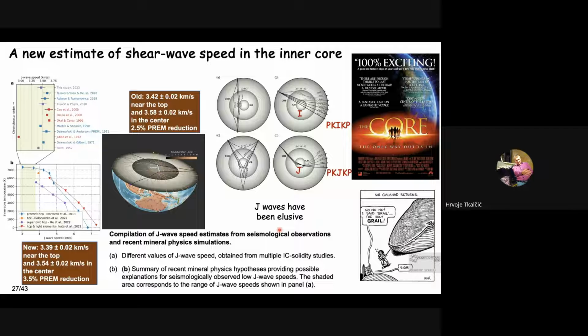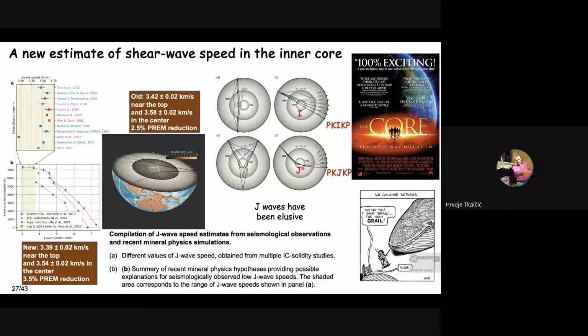This is about the inner core and about the solidity of the inner core. So some of you know that when Inge Lehmann discovered the inner core back in 1936, in 1940, Francis Birch, an American mineral physicist, proposed that what Inge Lehmann had observed in 1936 is actually a transition from solid to liquid iron. And since then, there was a search for the so-called PKJKP waves.